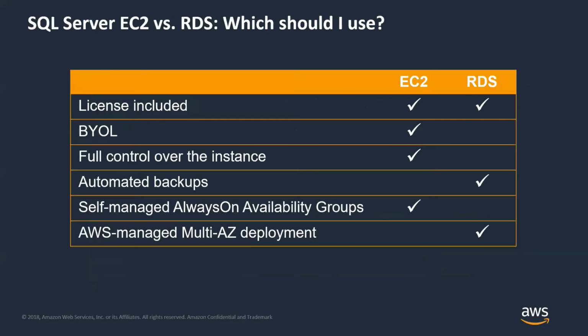All right, so again, SQL Server on EC2 and RDS, which should you use? You can have your licenses included when you're running in EC2 or RDS. If you want to bring your own license, your only option is EC2, full control over your instance in EC2. Managed backups, fully managed backups is RDS. Self-managed Always On availability groups, EC2, and AWS managed multi-AZ deployment will be RDS.